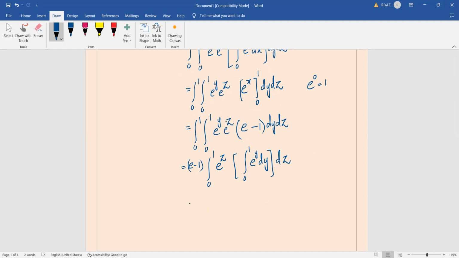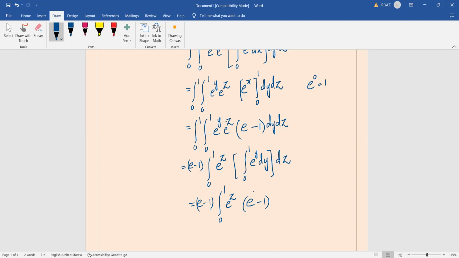Now again the same story here. e minus 1 will be outside. This 0 to 1 will be the outer integral. e power z as it is. Now here upper limit minus lower limit, same story. e power 1 is e only. I don't want to write. e power 0 is 1.